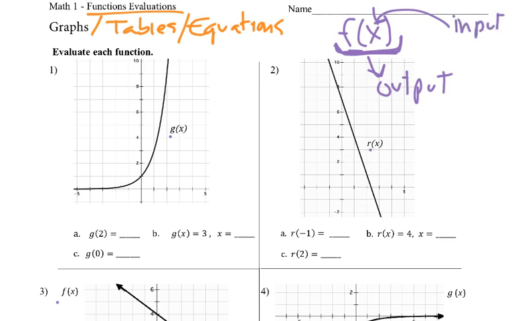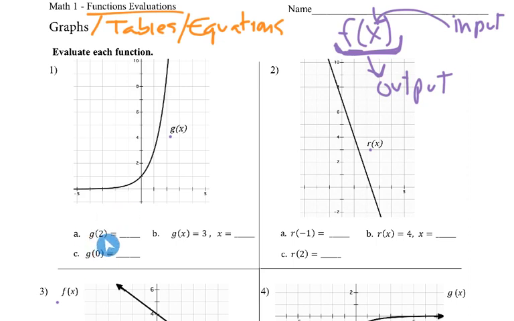Okay? That's what we're going to be doing on all three of these versions: we're going to take a look at, given an input, can we find the output? Given a graph, given a table, given an equation. Then also, given the output, can we go back and find the input in each one of those? Okay, so let's take a look and see how it goes.